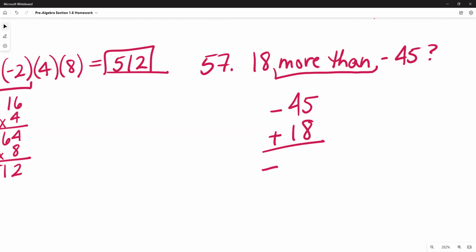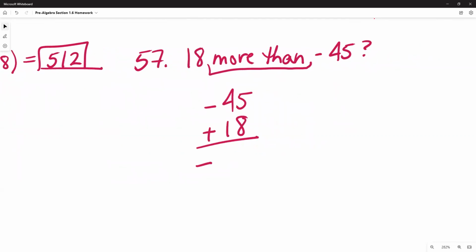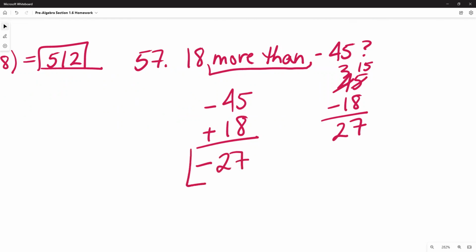So what do we do with numbers when they're unlike? How do we find our answer? We add or subtract? We subtract. So 45 minus 18. All right, so our answer is negative 27. That was a small one.